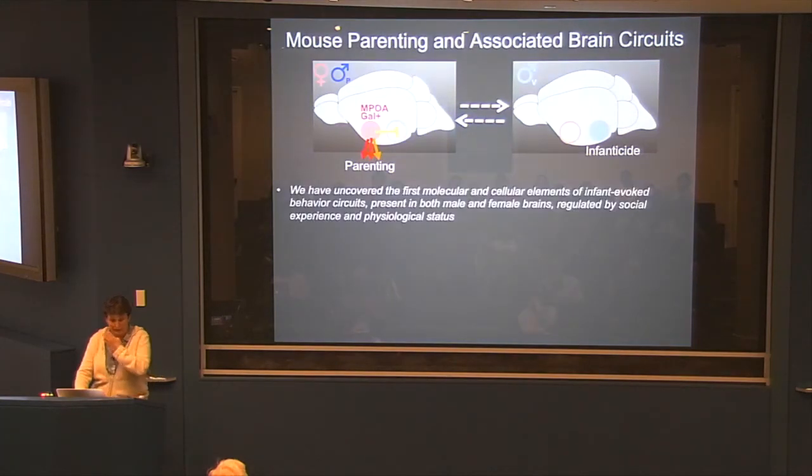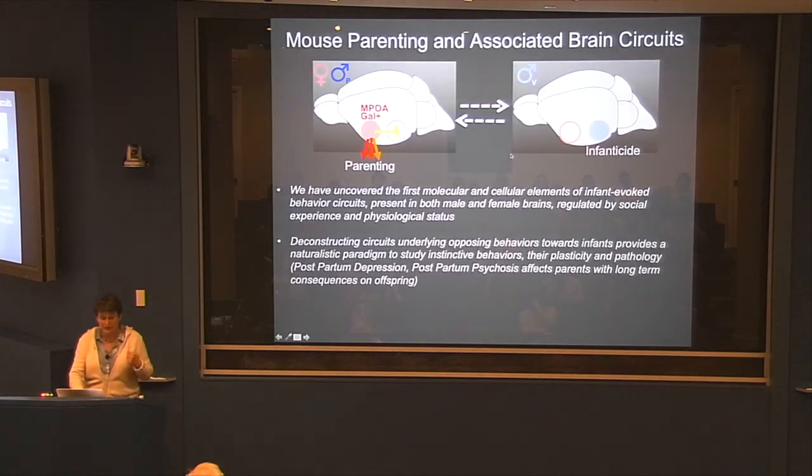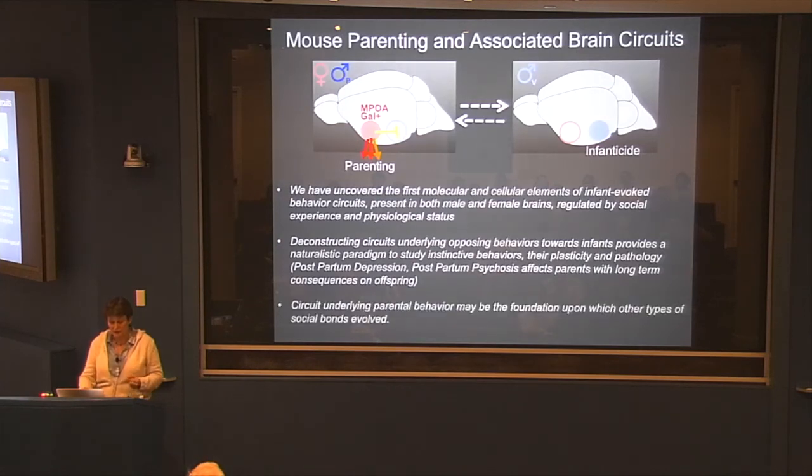So just to finish, I think that we've uncovered the first molecular and cellular elements of an infant-evoked behavior circuit that are present in both male and female brains, and that are regulated by social experience and physiological status. We're now working on the other aspect, infanticidal behavior, as well as the switch between the two behaviors. We think that this is a really interesting paradigm to look at instinctive social behavior and its plasticity. And finally, it is thought that the circuit that underlies parental behavior is likely to be the foundation upon which other types of social bonds have evolved. So whatever we discover here might be more applicable to other types of social interaction.